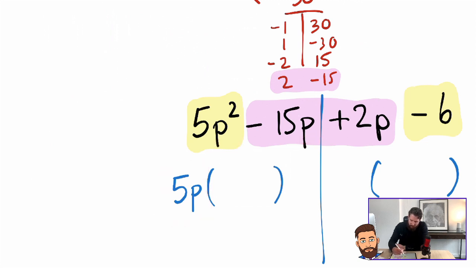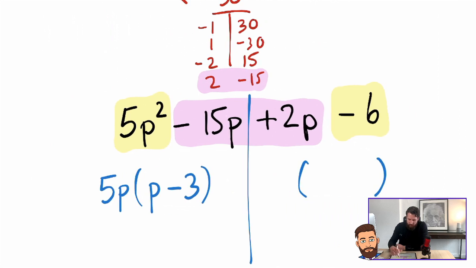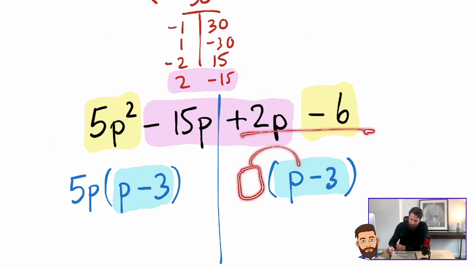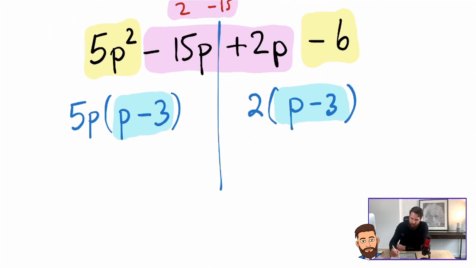What would that leave me with? Well, 5p times p would give me 5p squared. 5p times minus 3 would give me minus 15p. And once you get to this point, you're at the finish line, it's almost done. We know that these brackets need to be the same, so that would be p minus 3. What would need to go on the outside to make this work? Well, 2. Because 2 times p is 2p and 2 times minus 3 is minus 6.